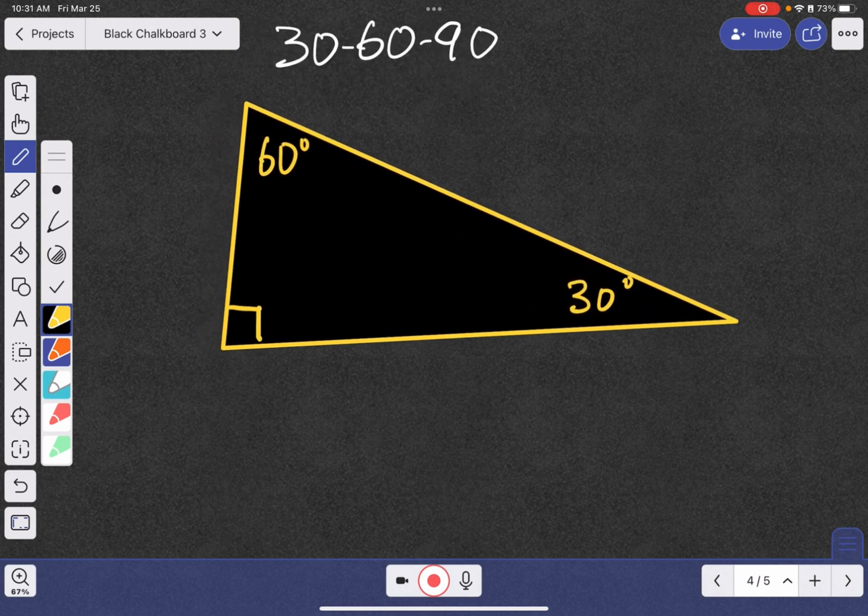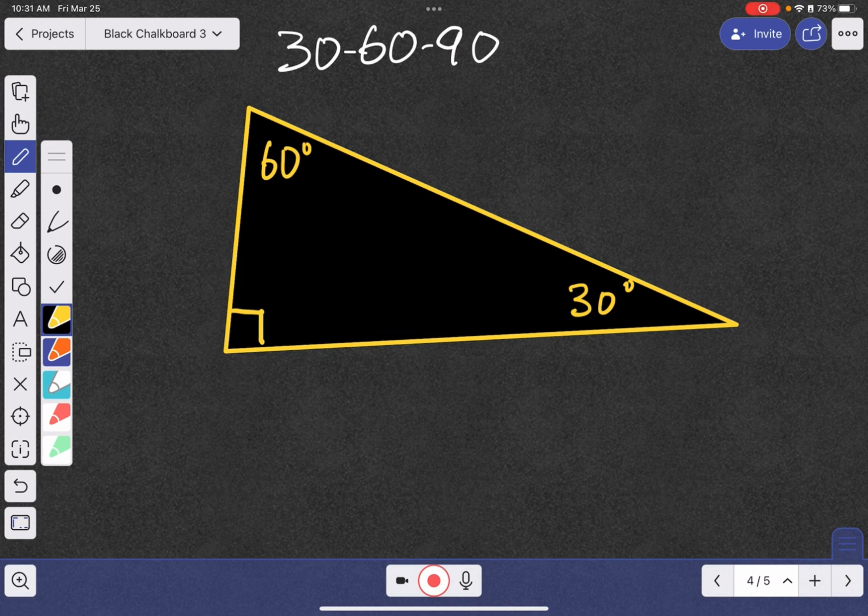For a 30, 60, 90, our ratios for a 30, 60, 90. I call the side opposite the 30 degree the short leg. It's the shortest of the legs. Again, the legs make up the right angle. The shorter of the two legs is the side opposite the 30 degree angle. That is going to be n. Just like opposite the 45, we said that's n, and in a 30, 60, 90, we'll say that's n.